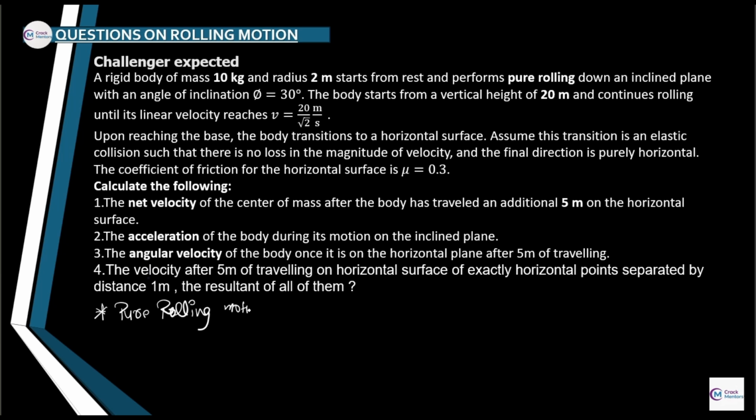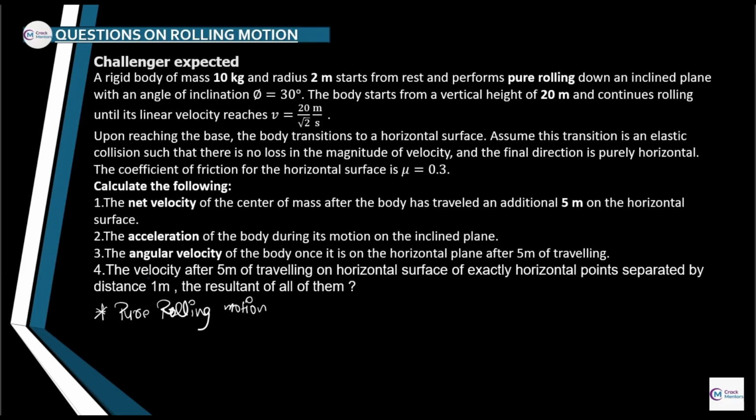It is performing like that. Now, what are the things that are mentioned to us? Let me write over here. Mass is equal to 10 kg, which is given. Radius of the rolling body is given as 2 meter. Angle of inclination, phi, is given as 30 degree.